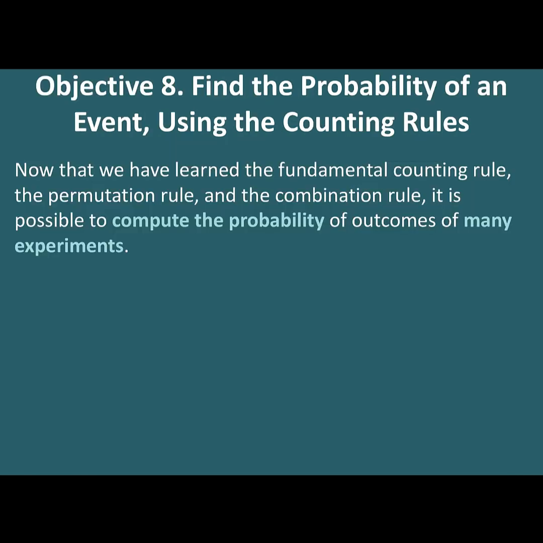Now that we have learned the fundamental counting rule, the permutation rule, and the combination rule, it is possible to compute the probability of outcomes of many experiments.